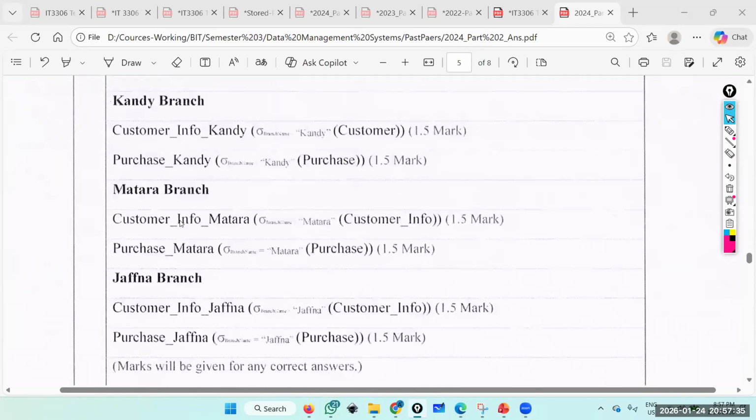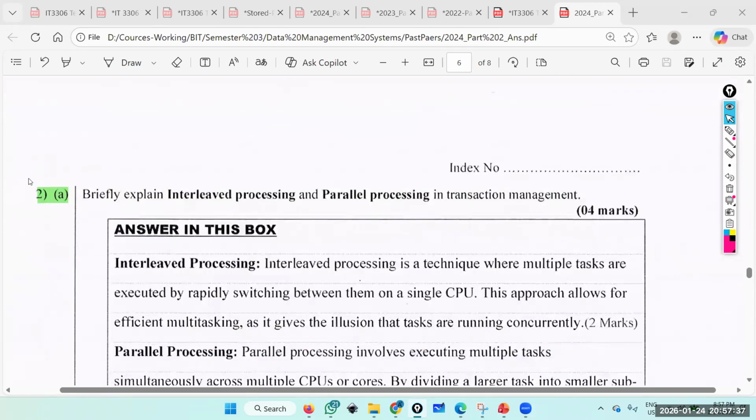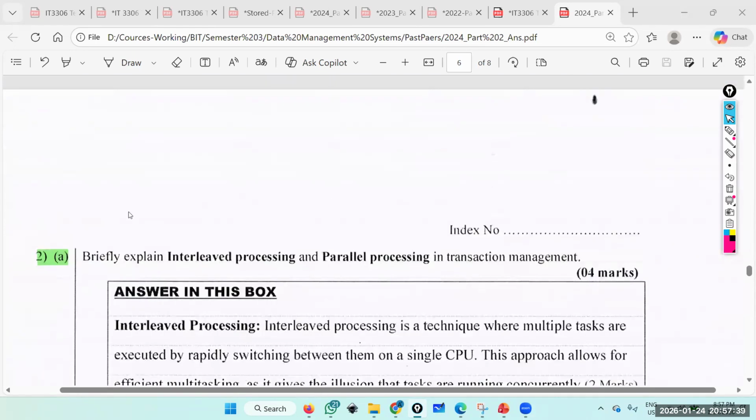Right. So we have another question. 2A. Briefly explain interleaved process. Interleaved means you mix. Say you have two transactions, bit of T1, bit of T2, bit of T1, bit of T2. So that is called interleaving. That makes it more efficient. If you don't interleave, the result is serial, one after the other. So that is perfect, but very inefficient.